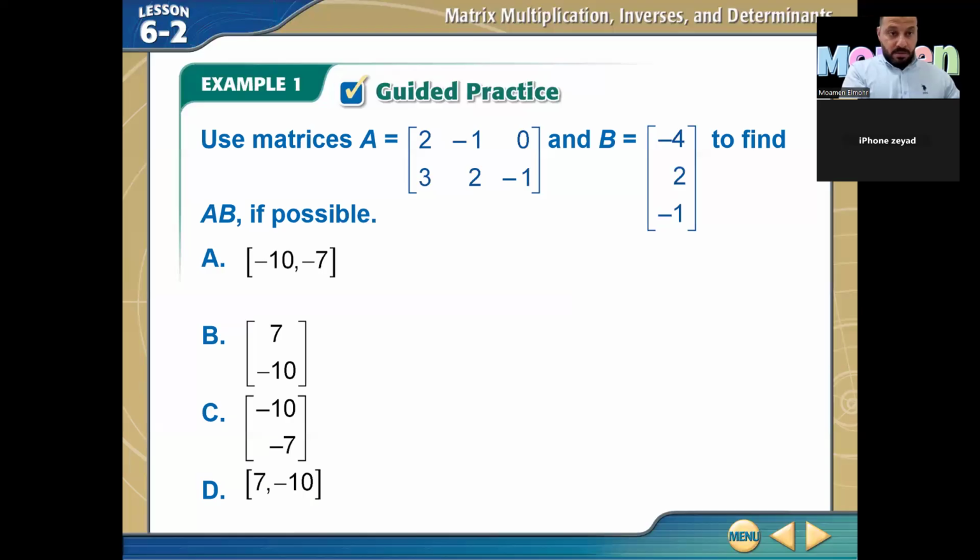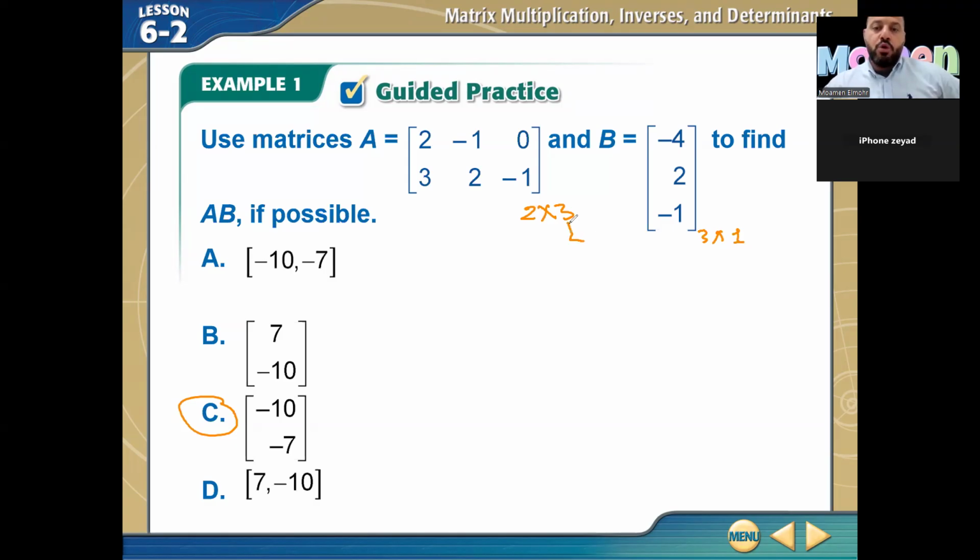I can give you a hint: the order of the first matrix and the order of the second matrix. Okay, you said letter C. Ziad said letter C, so the answer is letter C. Let's discuss. The order of the first matrix is 2 rows and 3 columns, so 2 times 3. And the order of the second matrix is 3 rows and 1 column, so 3 times 1.